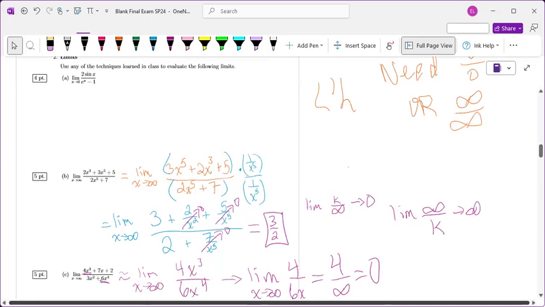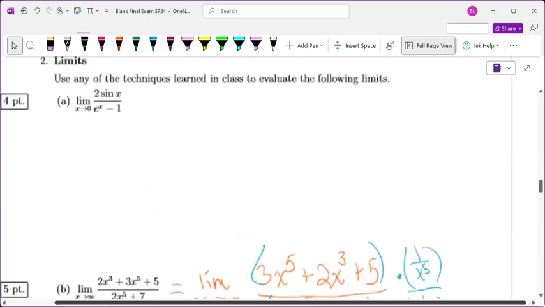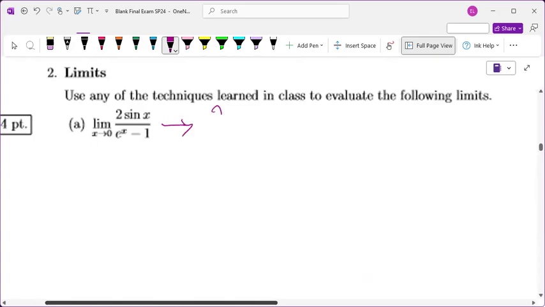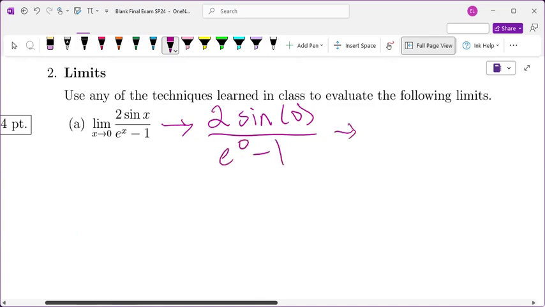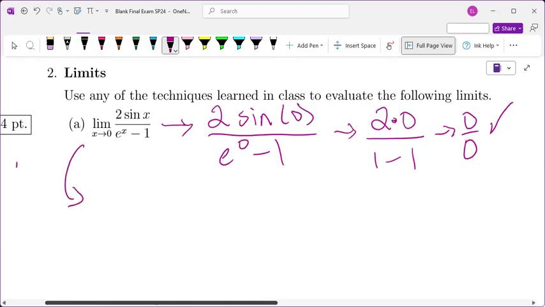First one, uglier, but it is also a L'Hopital. So if I plug in 0 here, 2 times the sine of 0 over e to the 0 minus 1. Sine of 0 is 0. E to the 0 is 1. So we do get the 0 over 0 we need, so we can use L'Hopital's rule.